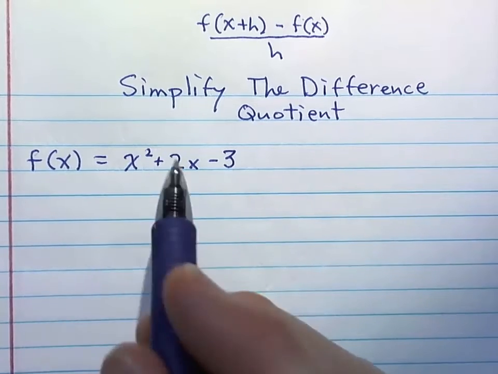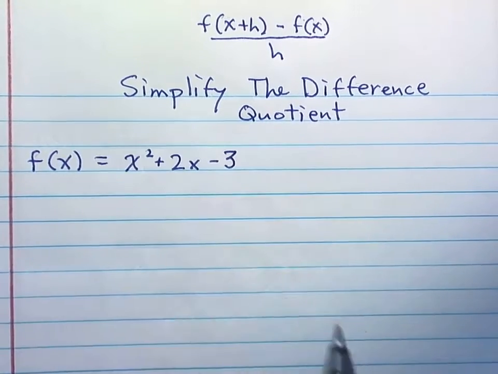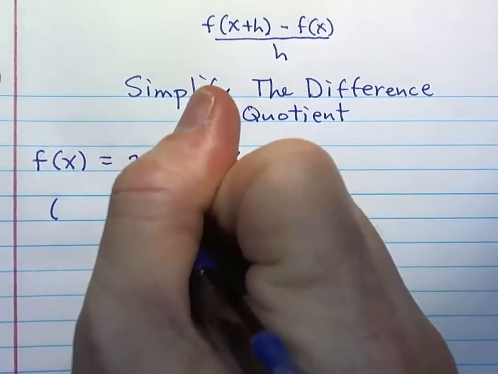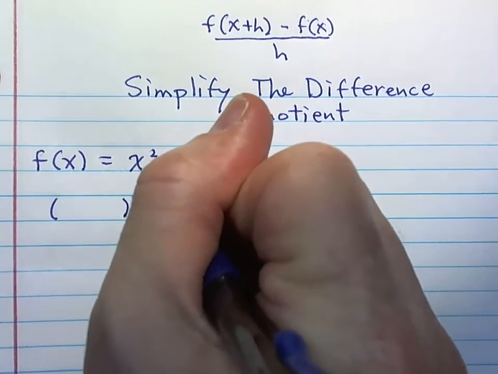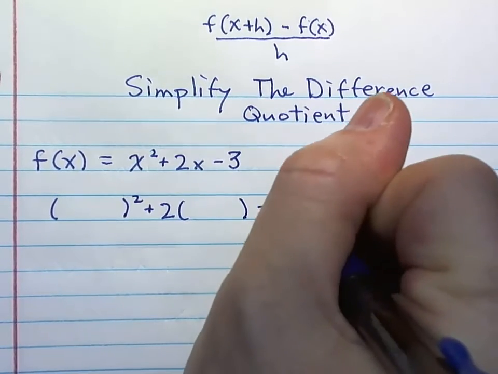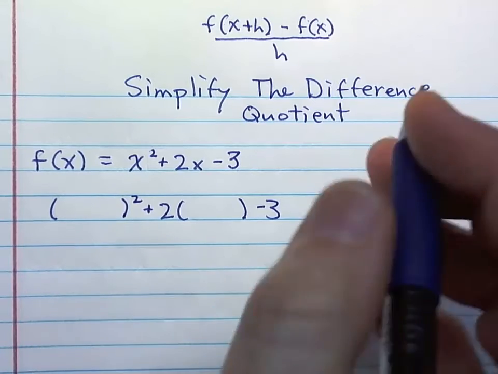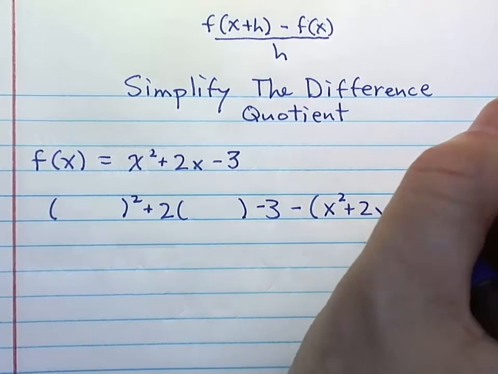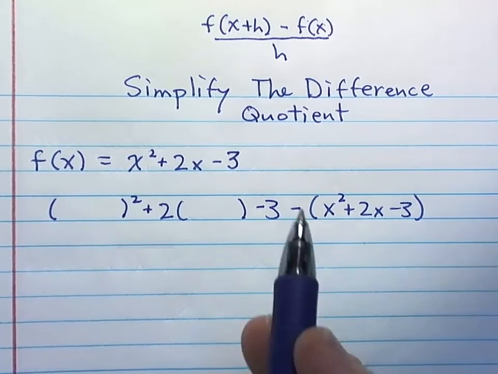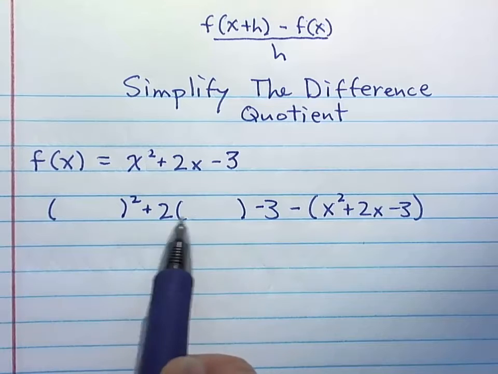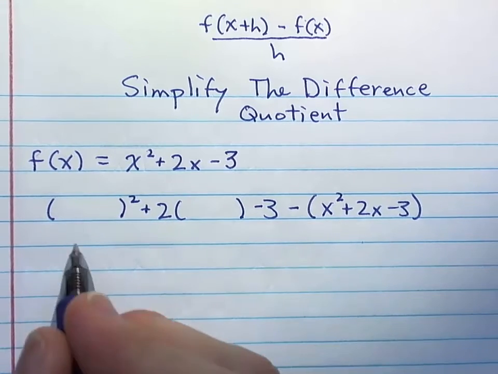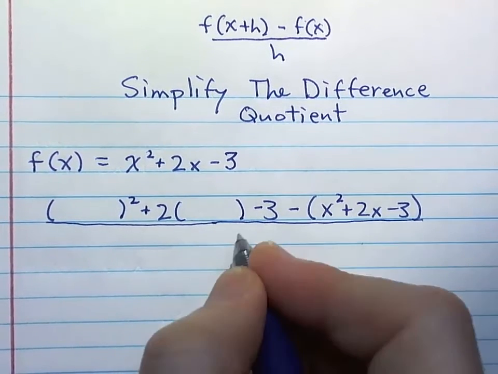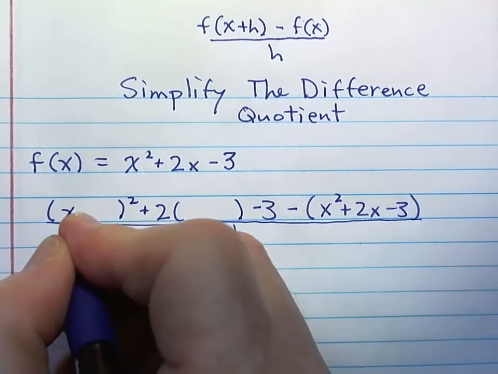Okay, so let's look at this. What we would do here, first of all, simplify the difference quotient. We need to set up the difference quotient. So I'm just going to write the function, leaving a blank instead of the x, and minus, putting parentheses, x squared plus 2x minus 3. So what we're doing is we're taking the f of x plus h minus the f of x, and we're putting that all over h. So this is going to be x plus h.